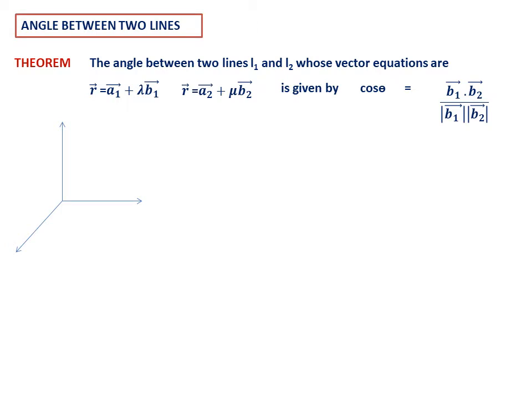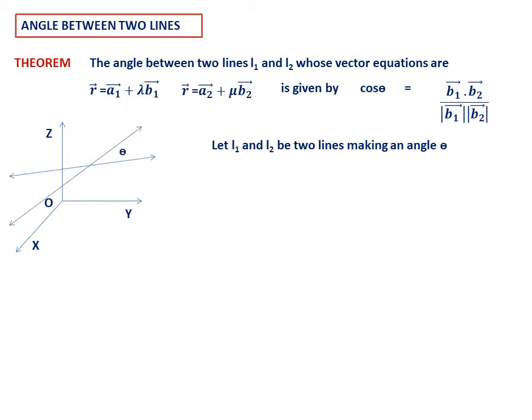Consider a rectangular coordinate system with x-axis, y-axis, z-axis and origin O. Now let L1 and L2 be 2 lines making an angle theta. So the diagram is shown like this. So the angle between them is theta. So this is the given thing. So L1 here is r equal to a1 plus lambda b1 and L2 here is r equal to a2 plus mu b2. So these are the equations of the given two straight lines.